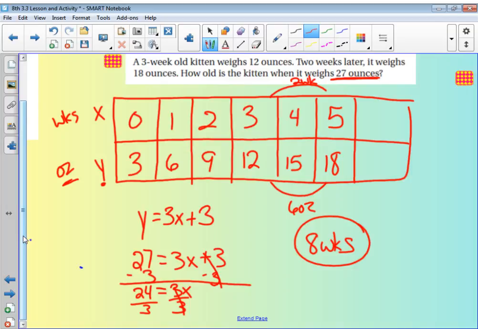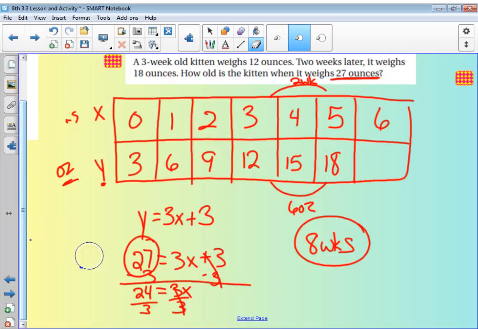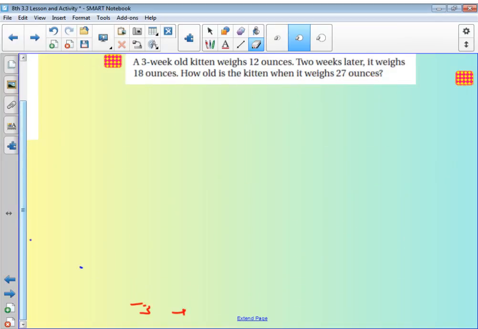Our X is our weeks, remember, so 8 weeks would be how old that kitten would be if it was 27 ounces. Okay, so that's working. And we could have continued the table also if you're more of a visual person, but that once again is not always practical either, because as we noticed on the previous problem, sometimes you have decimals where it falls between 2 of them. So you have to understand how to be able to substitute in like we did here and solve for a variable, which you're capable of doing. That is just understanding that you can substitute in sometimes.